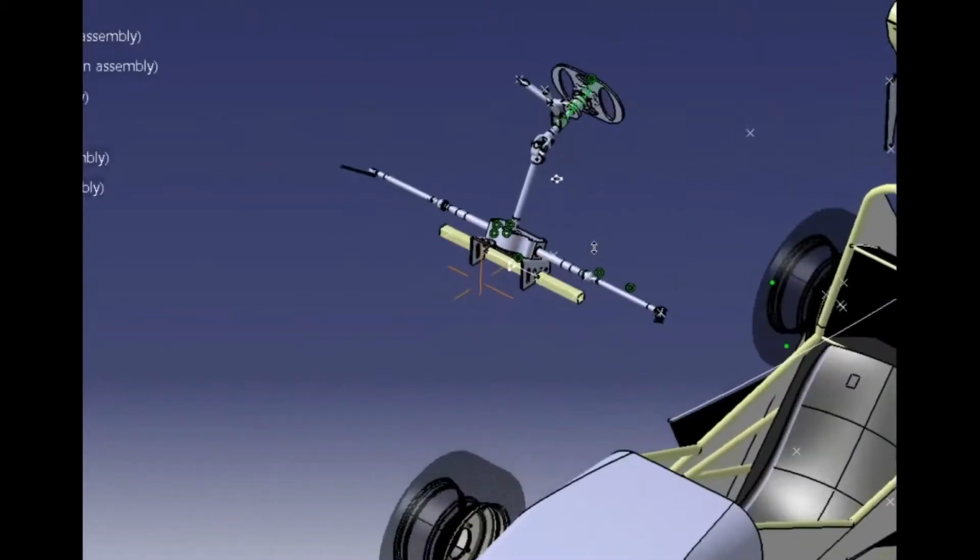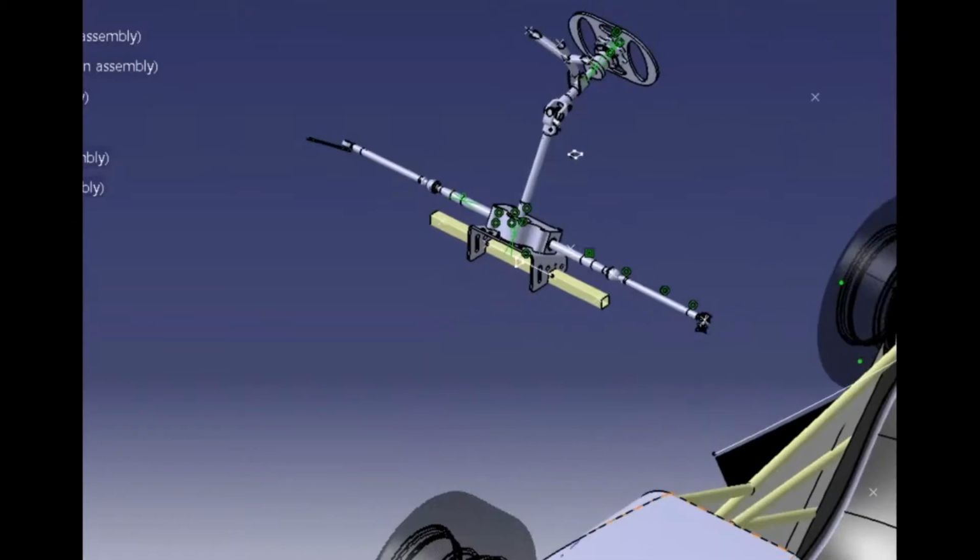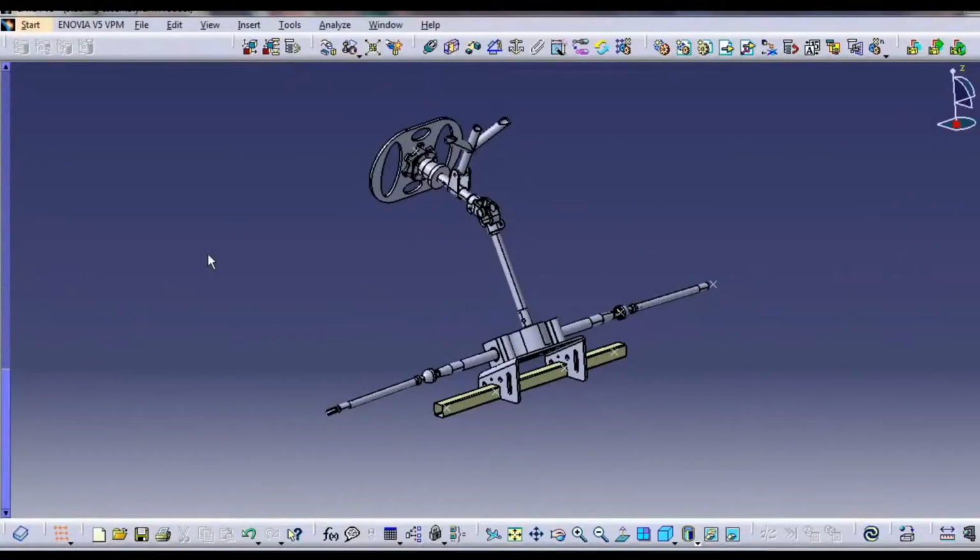Moving on to the steering system first. On the screen, you can see an example of a steering system. This system is nothing but a group of linkages that transmit the movement of the steering wheel to the front. The main purpose of a steering system is to allow the driver to control the direction of the vehicle while traveling.